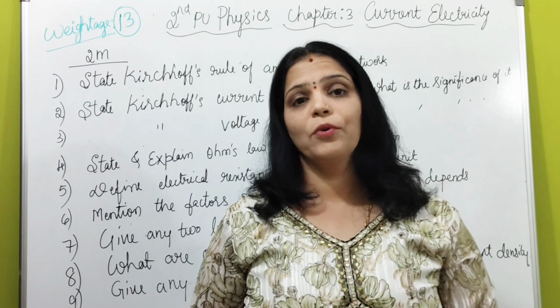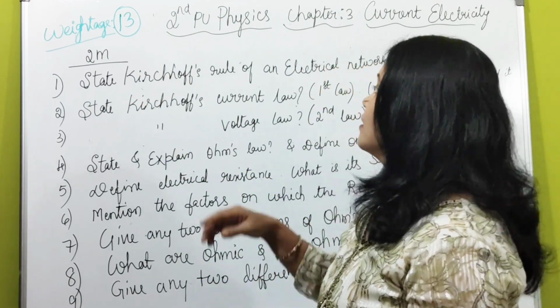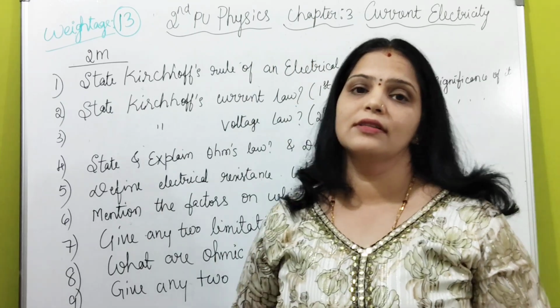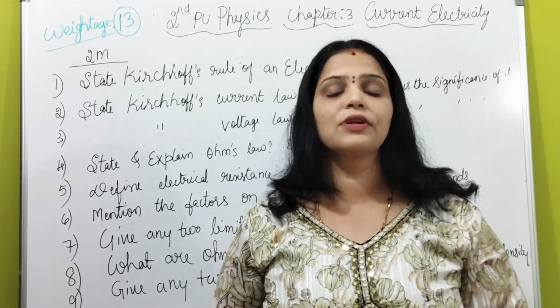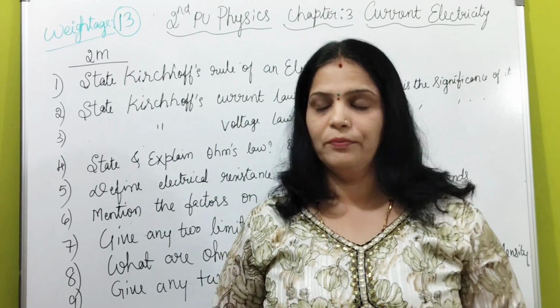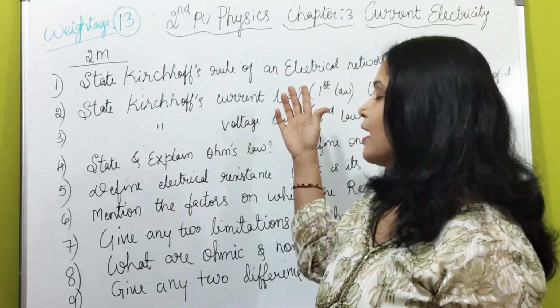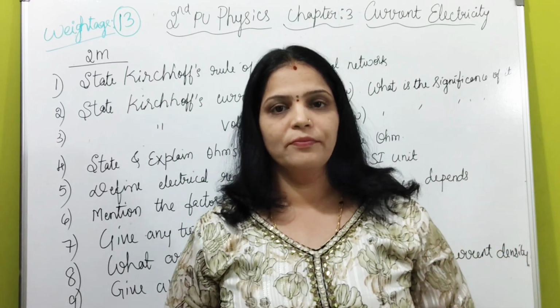So, the most important 2 marks questions are like this. State Kirchhoff's rule of an electrical network. This is a very important question. So, here you have to write both the rules, junction rule as well as loop rule. Or separately they may ask the questions like this: State Kirchhoff's current law or first law.